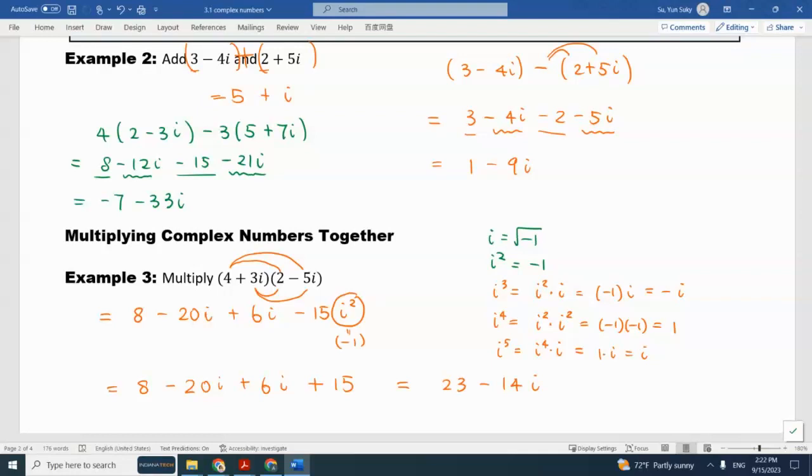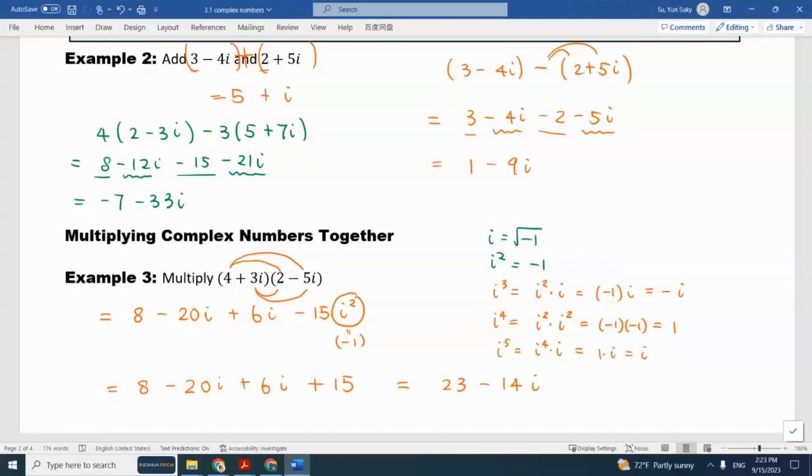So the powers of i will go in a circle. Okay? i is this. i squared is minus 1. i cubed is minus i. i to the 4th is 1. i to the 5th, you get back to i. i to the 6th will be like i squared. i to the 7th will be like i cubed, minus i. i to the 8th, 1. i to the 9th, go back. You see that circle? It's just a pattern of 4.